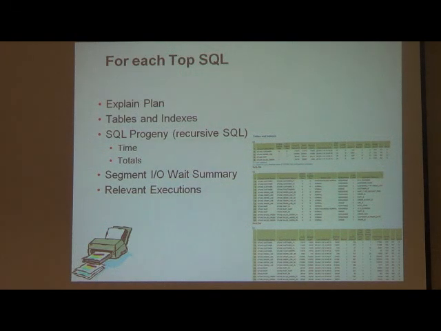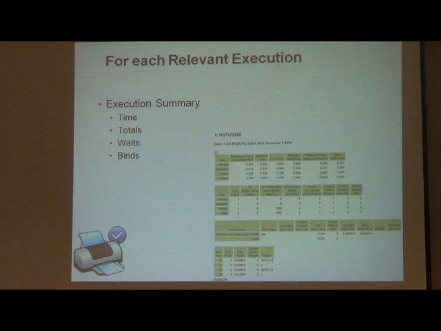The first execution is important because from the first execution, we care about the binds. If we want to understand why we produced this plan, we want to see which binds were used for the first execution. And the last execution is also important because if your SQL is either hanging or it gives you an error, you want to see which values were used the last time. Is that clear? So for every one of those important executions, it's going to show you times, totals, waits, and binds, which is like an extra layer of granularity.